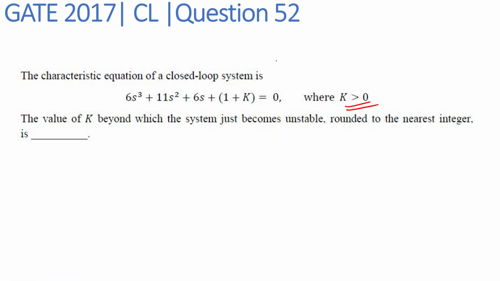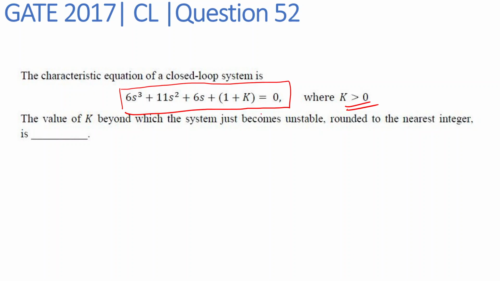So the first question that we are solving today is from GATE 2017, question number 52. Here we have been given the characteristic equation of a closed loop system. This is our characteristic equation, and we have been provided k is greater than 0. Then the value of k beyond which the system just becomes unstable, rounded off to nearest integer, is dash. So we have to find the value of k for which the system becomes unstable.